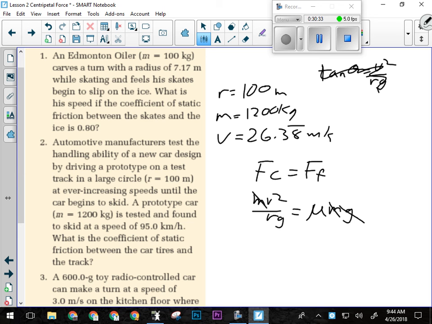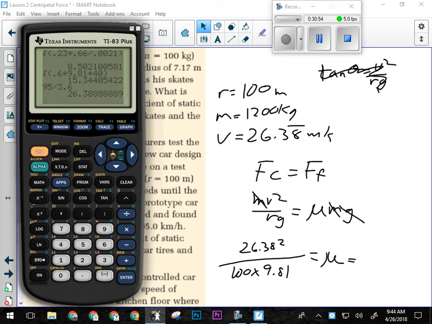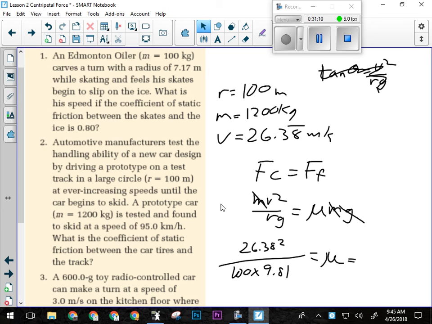So we have mu here, and so we're going to have 26.38 repeating squared over our radius, which was 100 meters, times gravity, 9.81. So we didn't even need the mass, but they always give it to us anyway. So we got a coefficient of friction of 0.710 for that one.